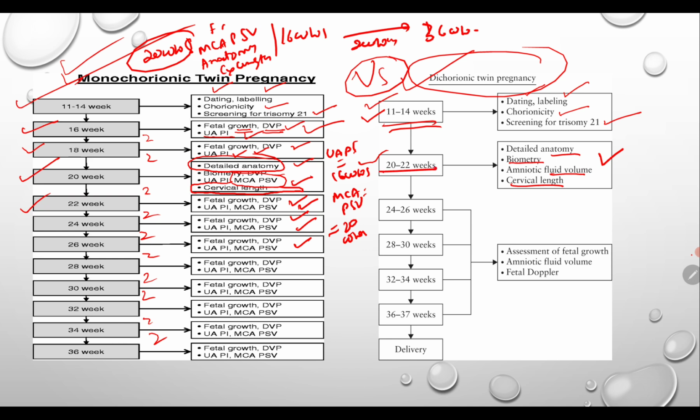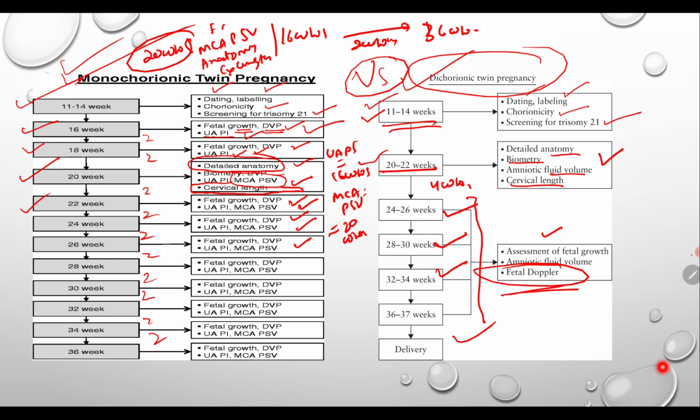22 to 28 weeks. But here the follow-up is every 4 weekly till delivery: 24 to 26 weeks another scan, 28 to 30 weeks another scan, then 30 to 34 weeks the fetal Doppler has to be done. From 24 weeks onwards you can advise a fetal Doppler assessment, fetal growth and amniotic fluid volume.